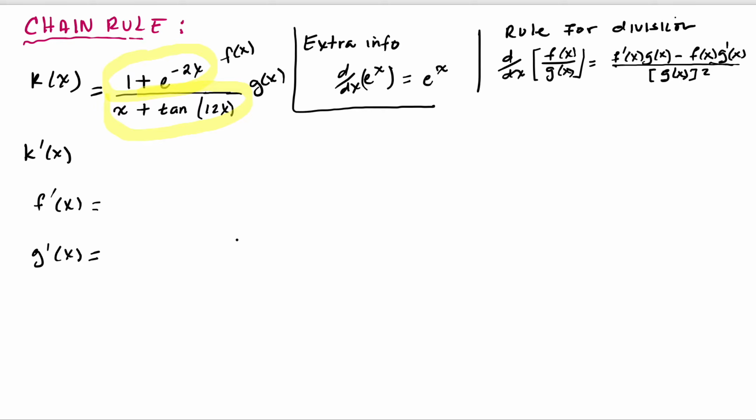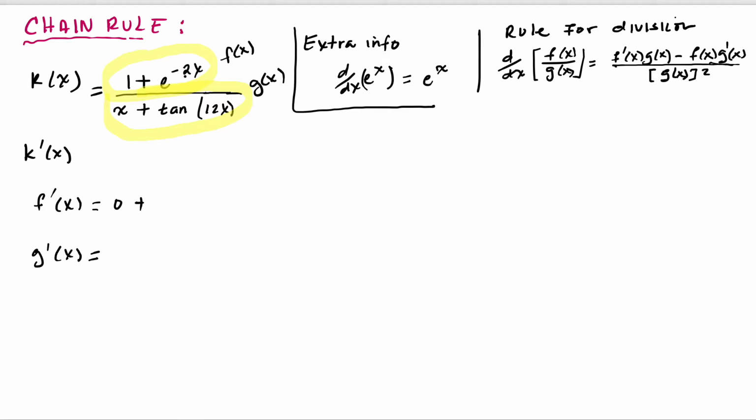So what could be the derivative of f of x, this function on top? Well, the first piece is easy. The derivative of 1 is 0, so I'm going to write 0, plus the derivative of e to the negative 2x. Now, you've got to be careful.